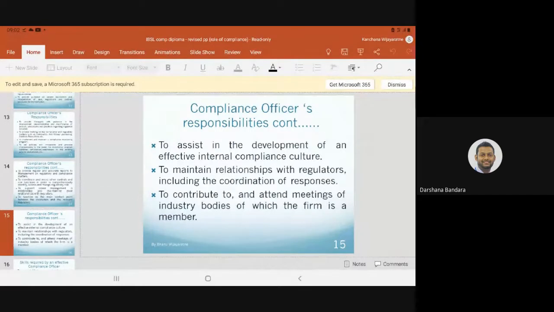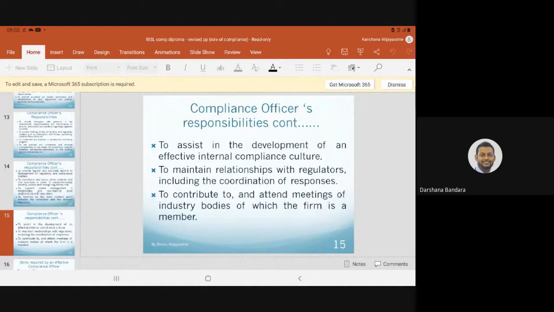This is just a simple sentence here: to assist in the development of an effective internal compliance culture. It needs to run in the back of your mind what you should do and how you would promote, or rather convey, the regulatory requirements to the business. All this is important, and how you would interpret the regulation, because that's important, right? Having said that, we will move on to the next step. All these things will come into play when you are supposed to answer a question like that.